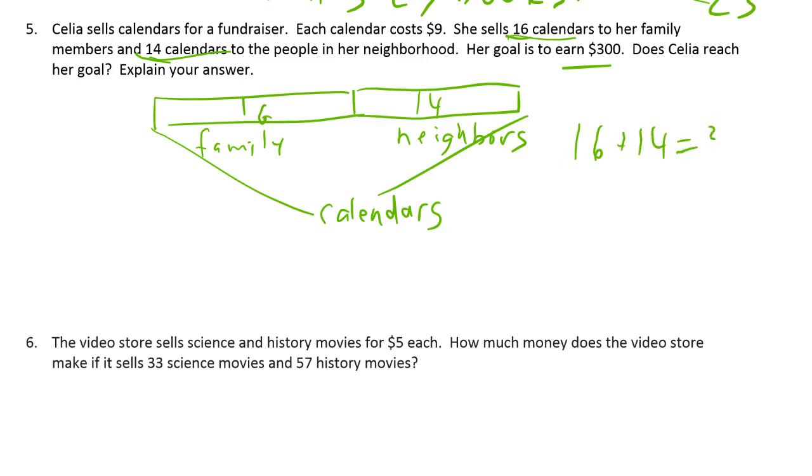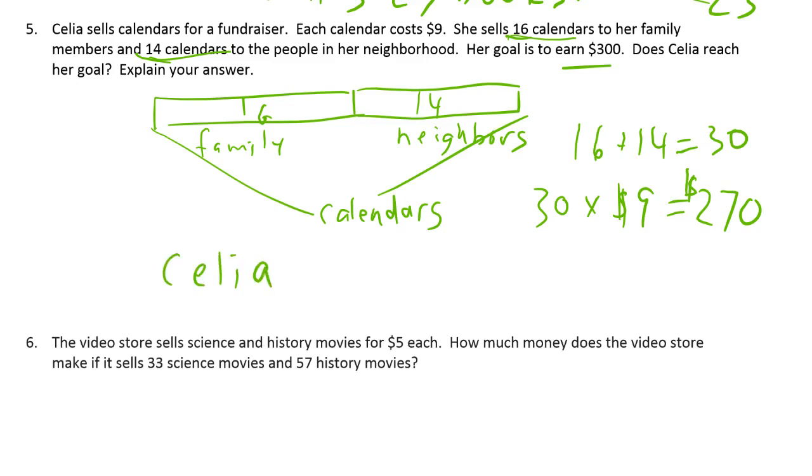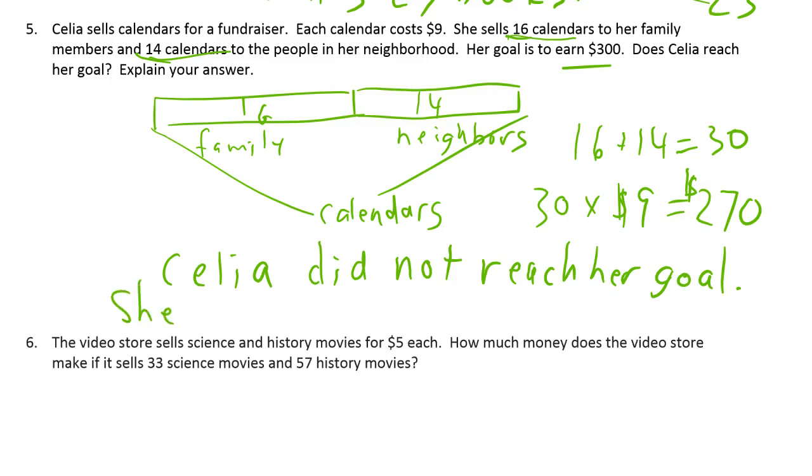Sixteen plus 14 equals 30, and then 30 times $9 is $270. Celia, sadly, did not reach her goal. She needs to sell 30 more dollars to get to her goal, right? So she needs to sell how many nines would that be? Well, it'll be 9, 18, 27, 36. She needs to sell 4 more calendars.